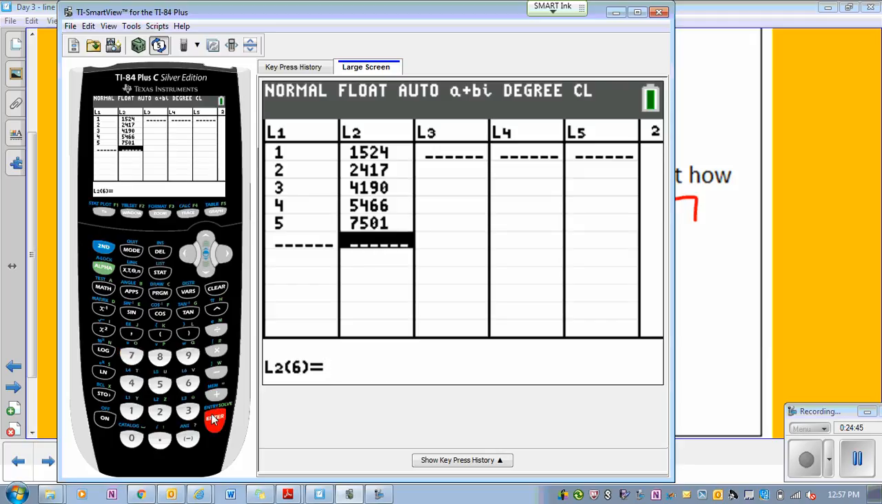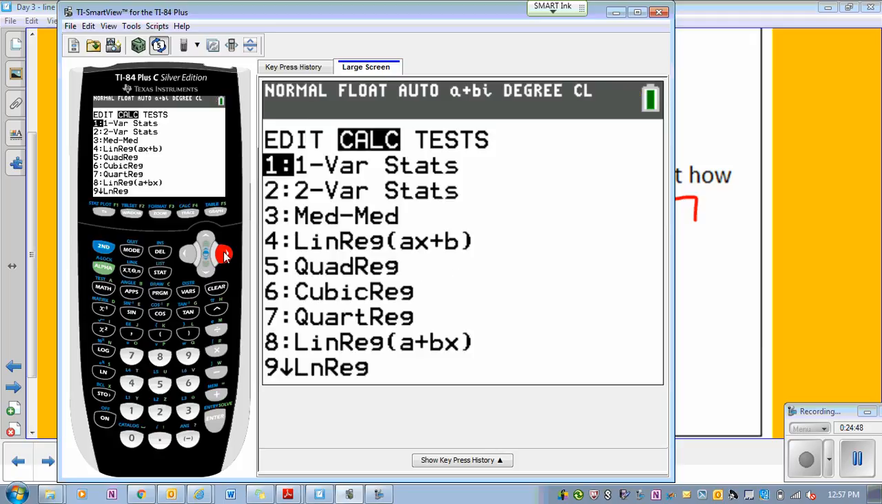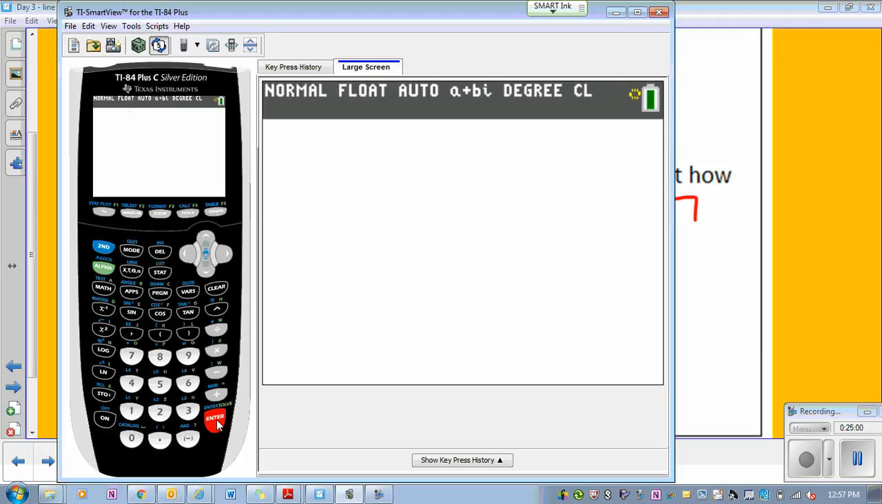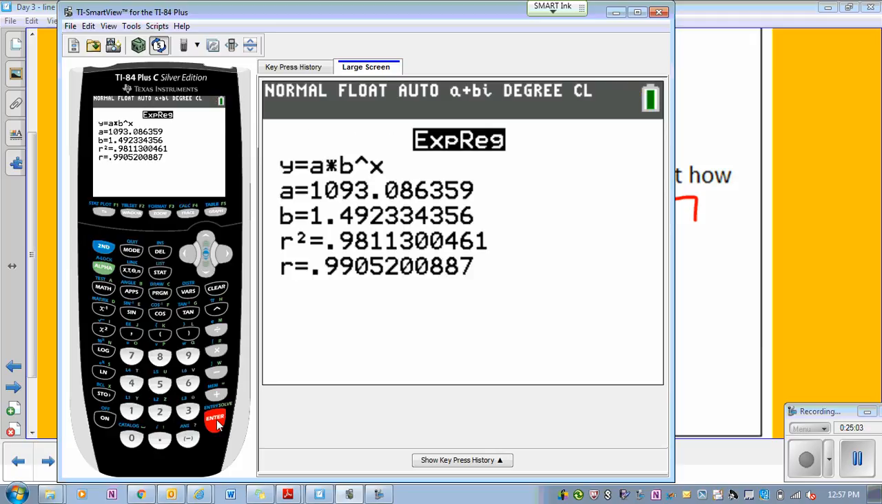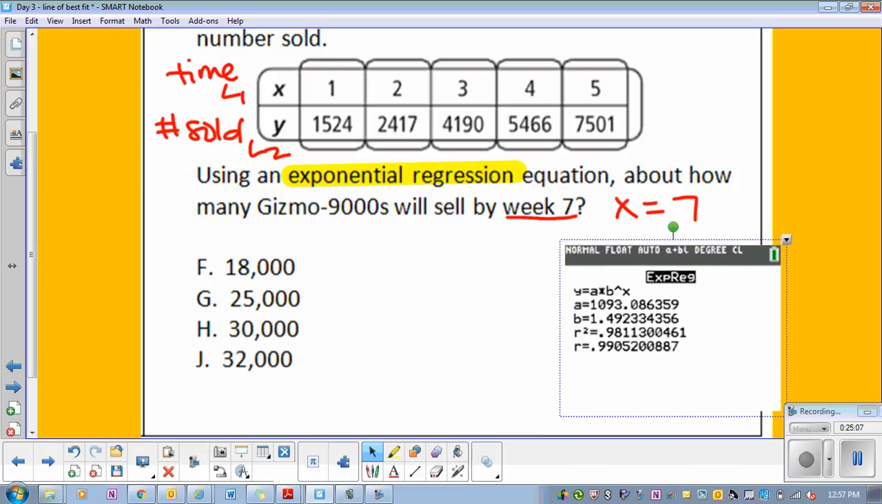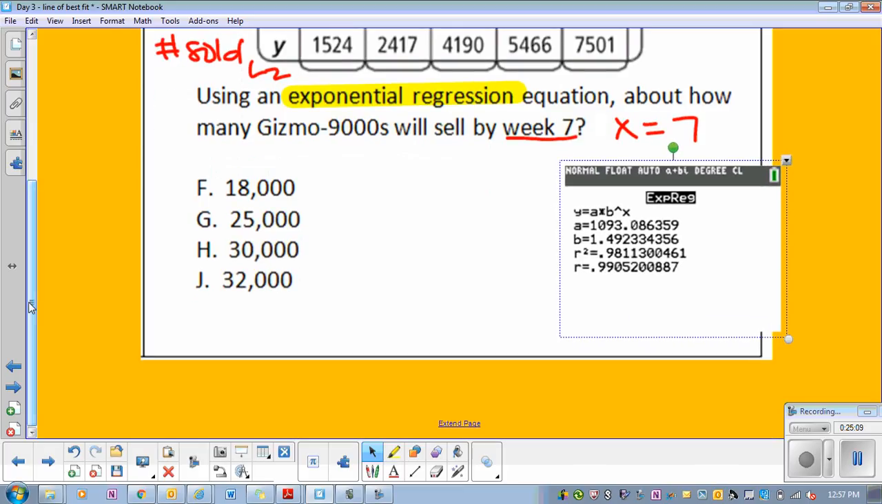Okay. Exponential reg. I remember that one, right? I mean, you guys should be a lot faster at this than me. It's hard to do it up here with the smartboard. All right, that's what I get on my screen. Do you have that? Yes.